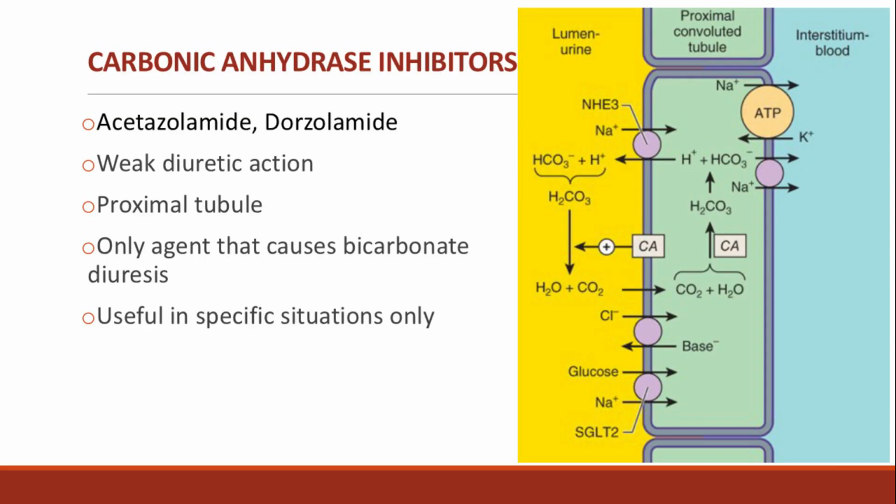They are weak diuretics but have specific clinical uses. Acetazolamide is the prototype drug. It reduces bicarbonate reabsorption and causes alkaline urine with metabolic acidosis. This class is not used for routine edema management but is useful in glaucoma, acute mountain sickness, and metabolic alkalosis.